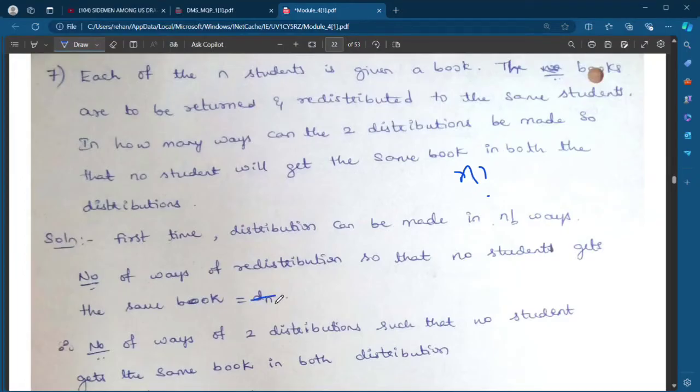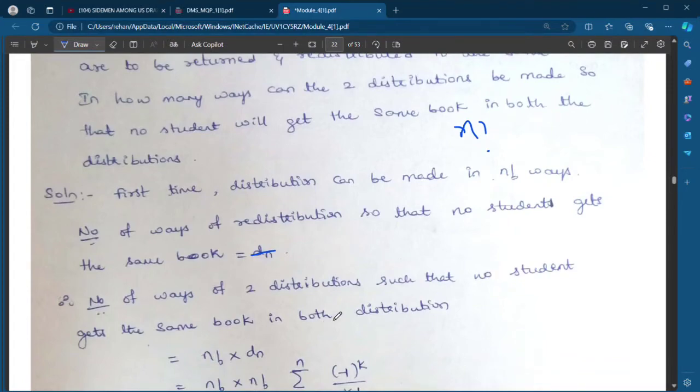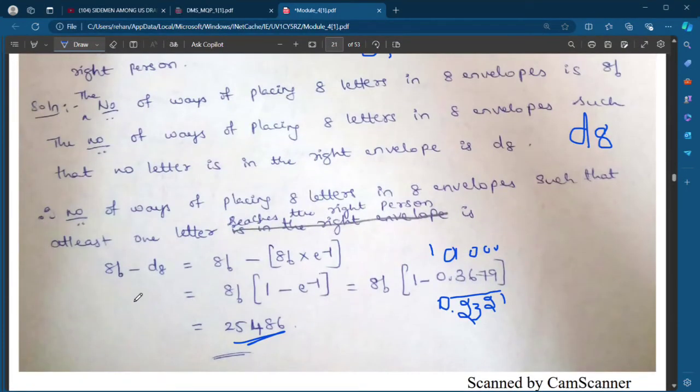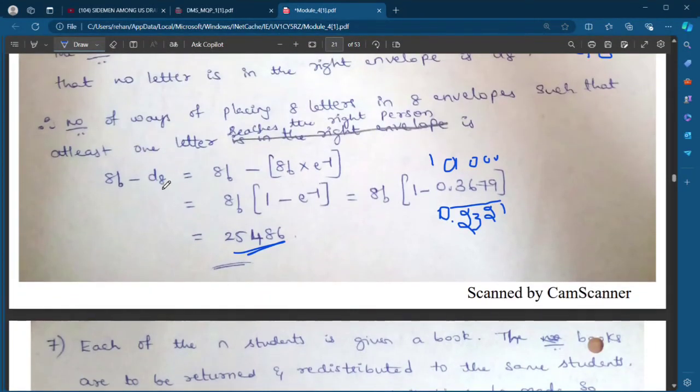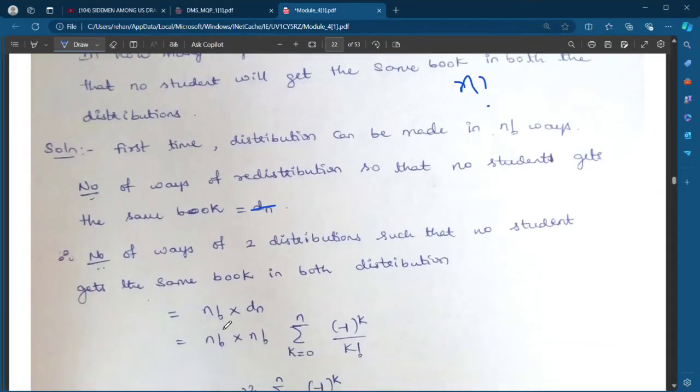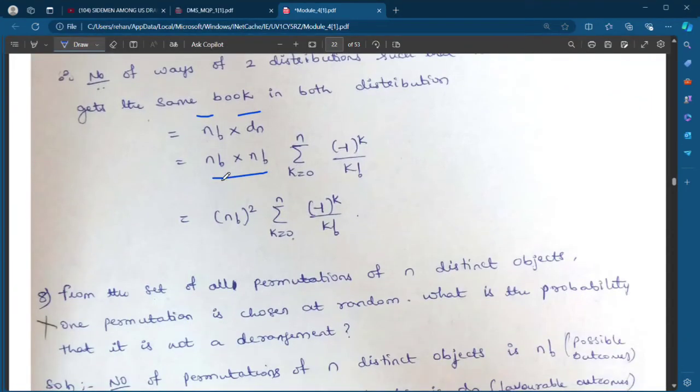The number of redistributions so that no student gets the same book is Dn. The number of ways of two distributions such that no student gets the same book again. Same thing here; we had taken 8 factorial minus, here permutation minus derangement. Here we will do permutation into derangement. So this is one distribution, and this is another distribution. I have to find the distributions in which, in both distributions, no student gets the same book. So I'll multiply here.